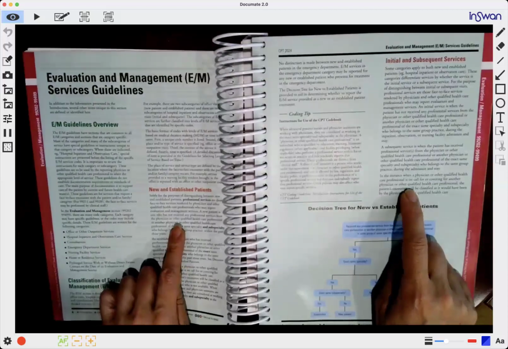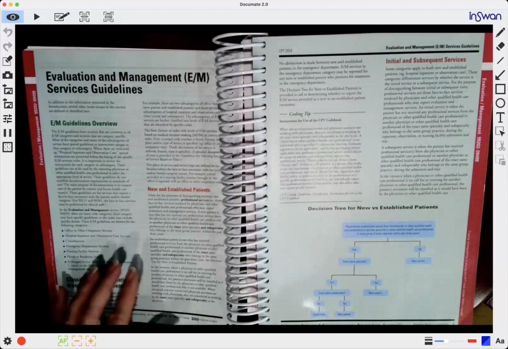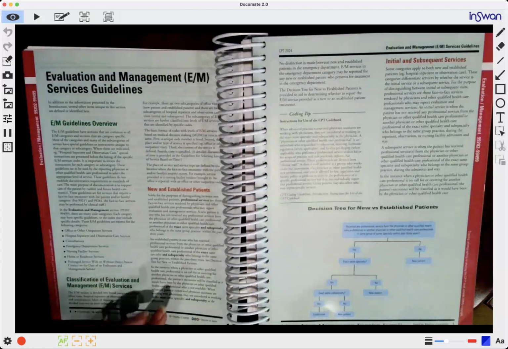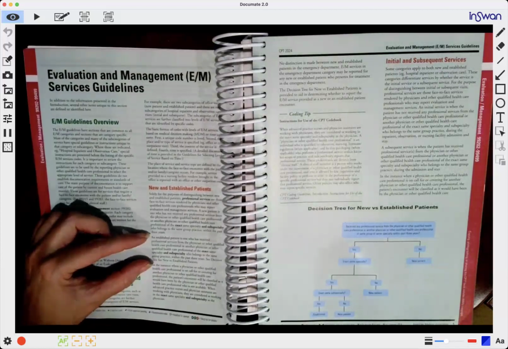New versus established patient. The new patient is kind of the easy one. They've never been seen. But the established patient is one who has received professional services from that particular physician or other qualified healthcare professional, or another physician or qualified healthcare professional of the exact same specialty and subspecialty who belongs to the same group practice. And that definition is right here.